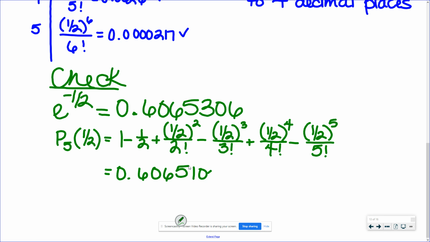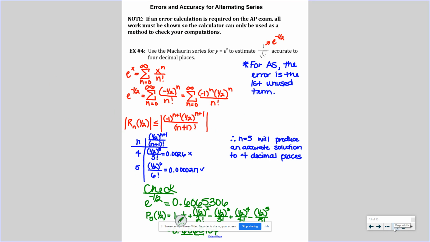0.6065104. So if you compare answers to the actual value and the approximation, they are both the same in the first decimal place and the second and the third and the fourth. The 5th decimal is where it changes, so we can say that this is actually accurate to the first 4 decimals.